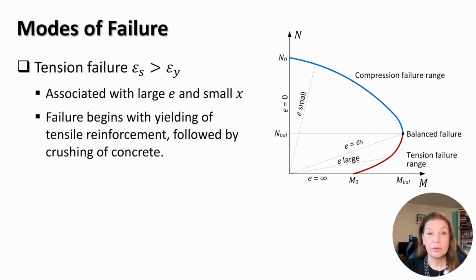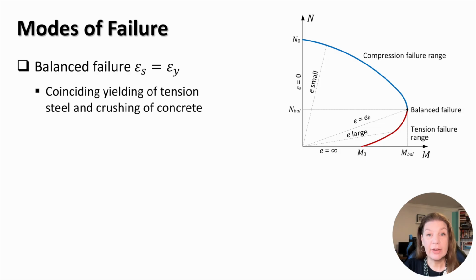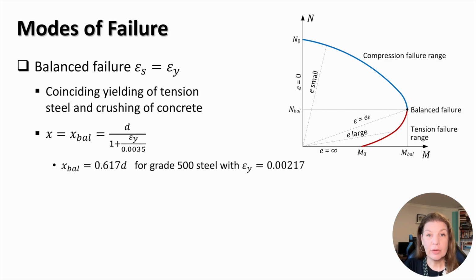The tension failure of a reinforced concrete section represents the loading combinations dominated by large moments and associated with large eccentricities and small depths of concrete in compression. The point of intersection of the interaction diagram with the M-axis represents the case of pure flexural failure. The tension failure begins with the yielding of tensile reinforcement and is followed by the crushing of concrete. The tension failure and compression failure ranges are connected at the point representing a balanced failure. This is the point where the tension steel yields simultaneously with the crushing of concrete. In the balanced failure regime, the depth of concrete in compression equals 0.617 times the effective section depth.